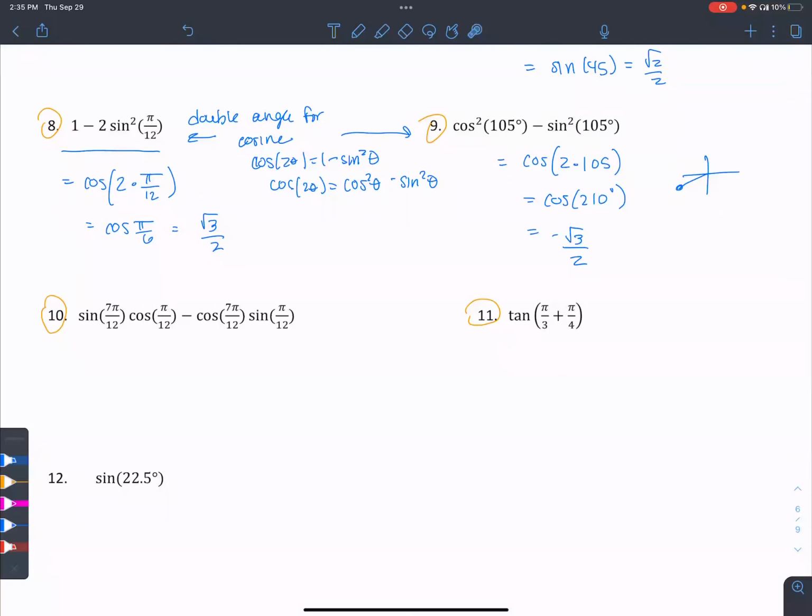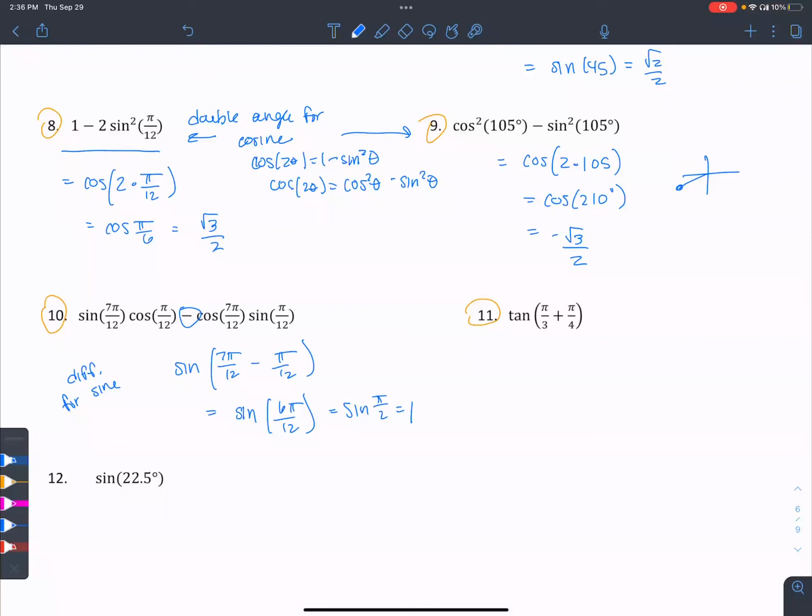This one, number 10, it goes sine, cosine, cosine, sine. So I know that this is, and it has a negative. So this is the difference formula for sine. So this is going to be the sine of 7 pi over 12 minus pi over 12. That is the sine of 6 pi over 12, which is the sine of pi over 2, which is 1.